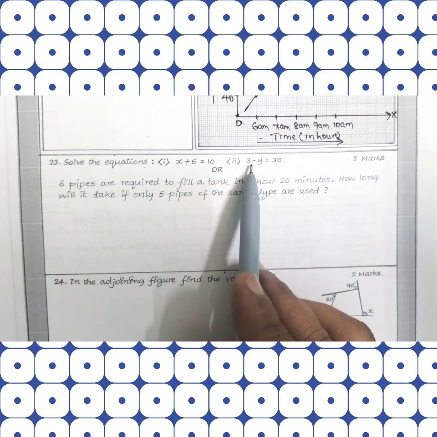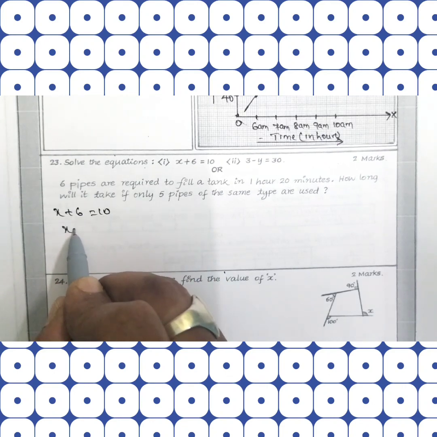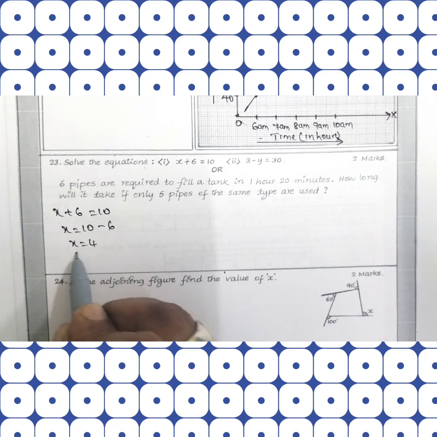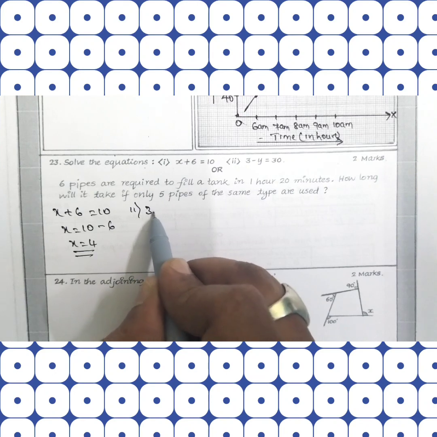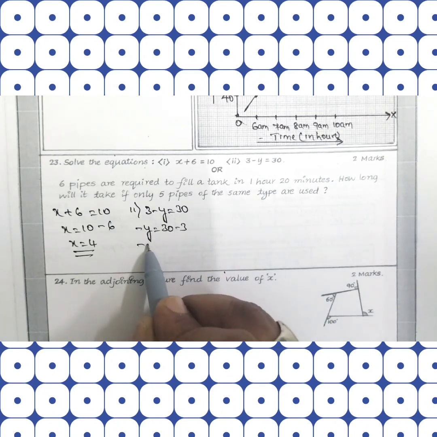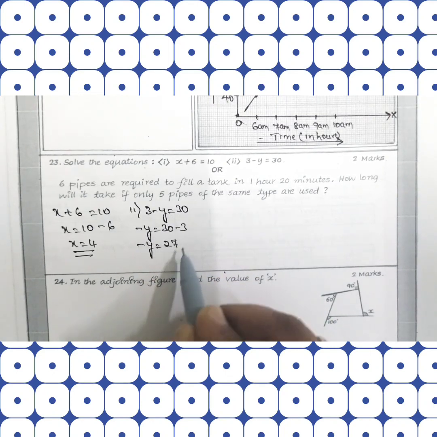Now let us move for the 23rd question. Solve the equation x plus 6 is equal to 10, 3y minus y is equal to 30. So x plus 6 is equal to 10. X is equal to 10 minus 6, ಈ ಕಡೆ ಬಂದರೆ minus 6. X is equal to 4. Another one, second one, that is 3y minus y is equal to 30. Minus y is equal to 30 minus 3. Minus y is equal to 27. So y is equal to minus 27.